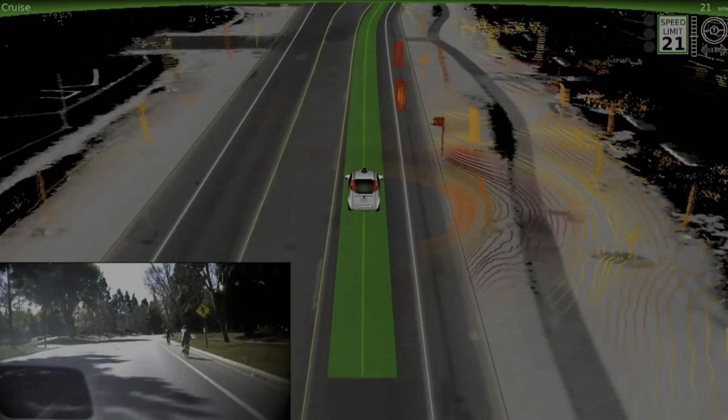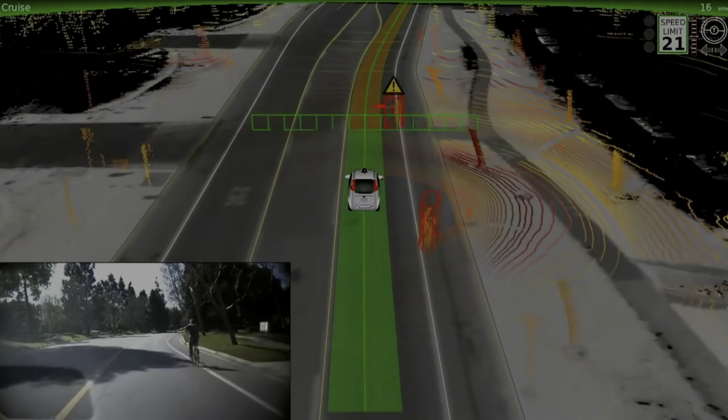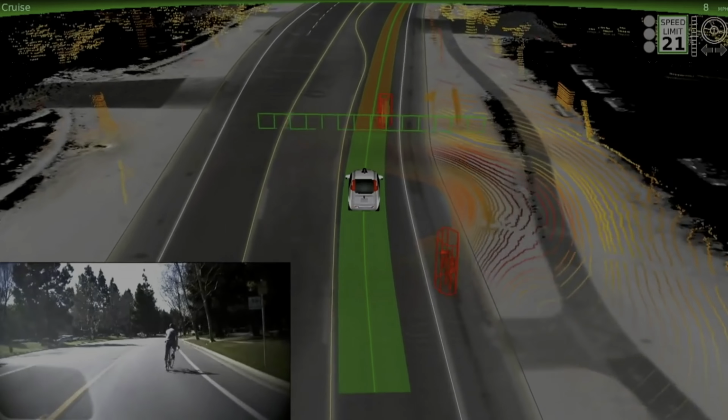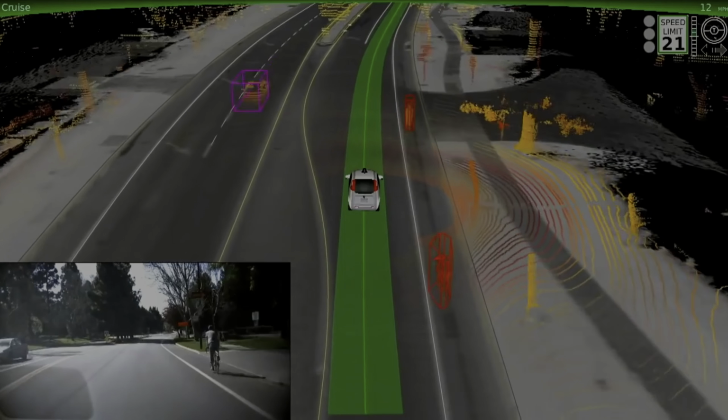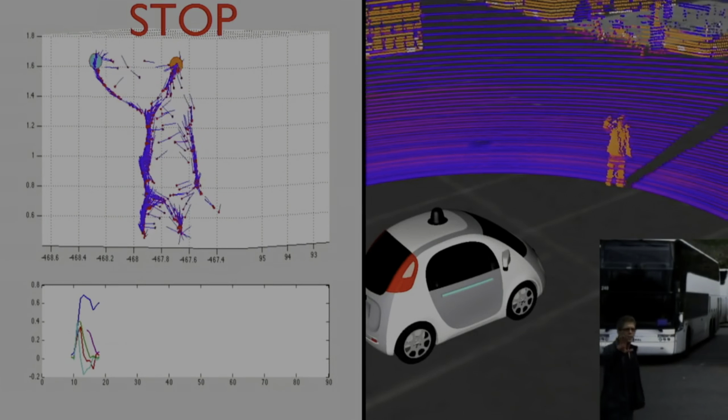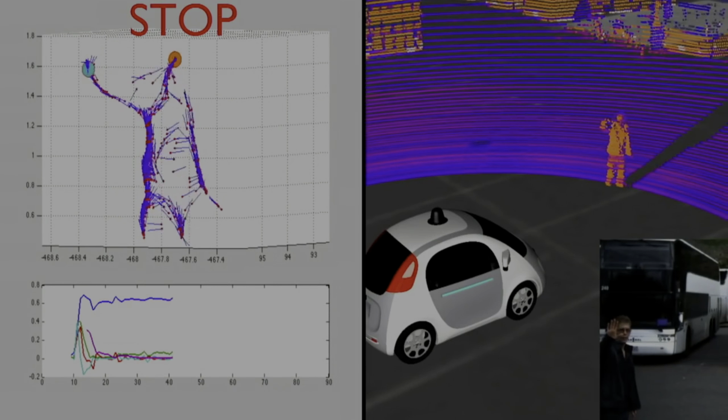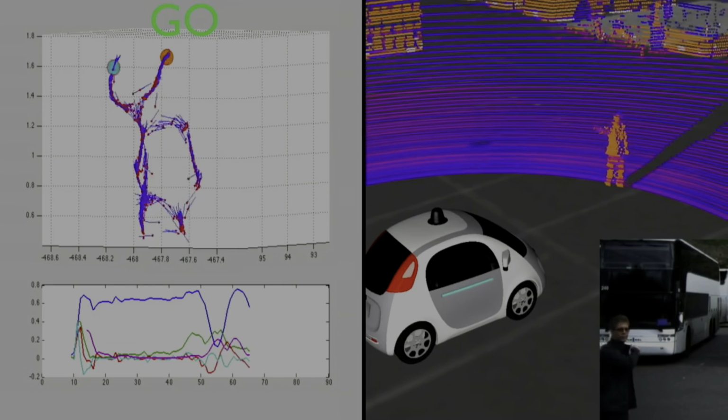When we're out on the road, other people have expectations. So when a cyclist puts up their arm, it means they're expecting the car to yield to them and make room for them to make a lane change. And when a police officer stood in the road, our vehicle should understand that this means stop, and when they signal to go, we should continue.